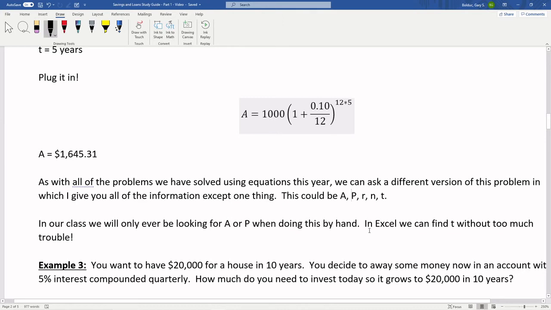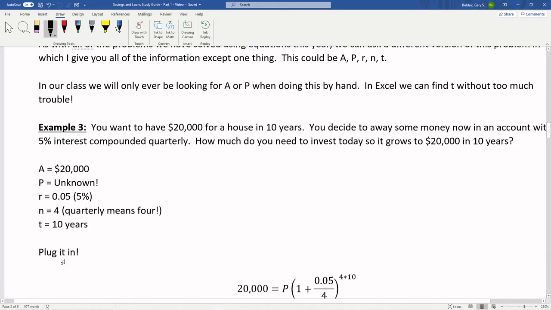In Excel, we're going to use Excel to be able to find T. So we can use Excel to actually map this out, put this equation into Excel, and then find T. And it's not too hard to do that. It's possible to use math to find all of these. It's just a little bit more difficult for some of them, and so we're not going to cover them all. But doable.